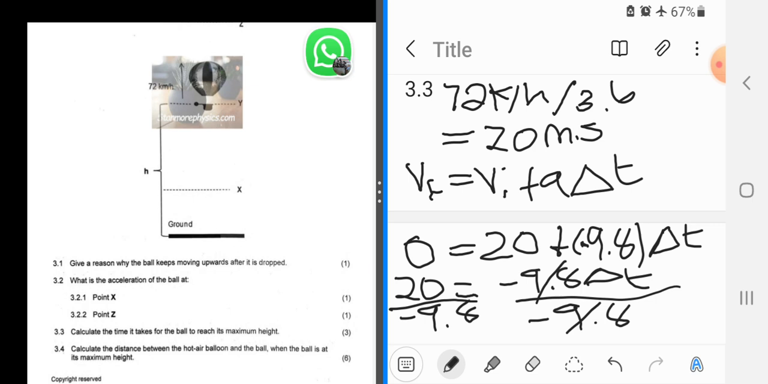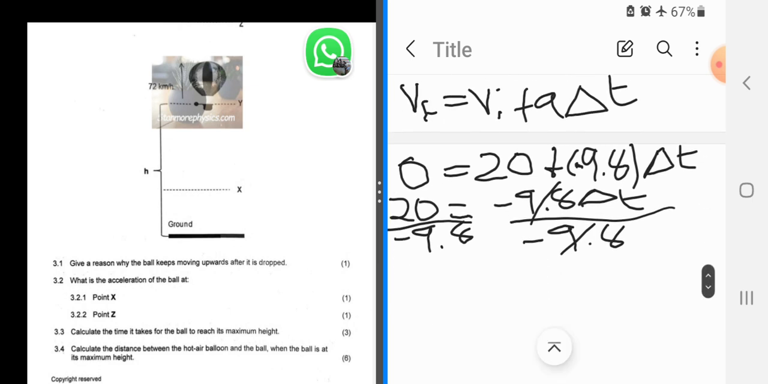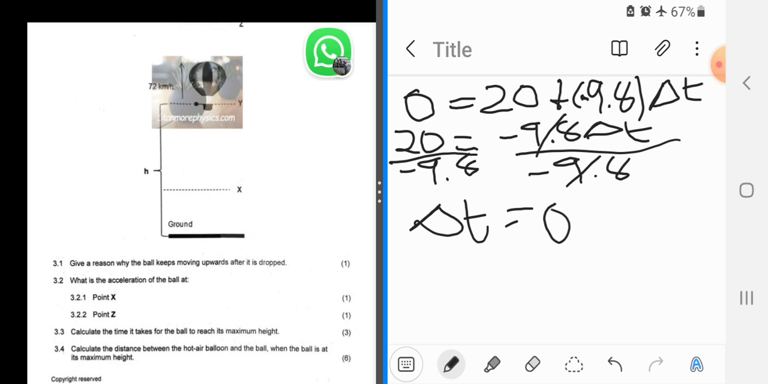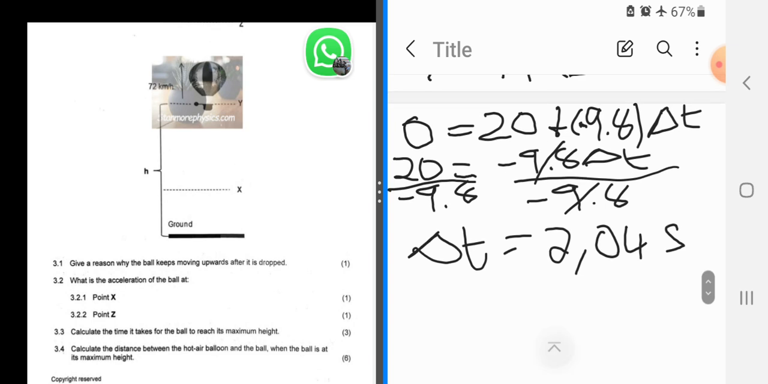on both sides so that we cancel it. So 20 divided by 9.8 means that change in time will be 2.04 seconds. So that will be the time.